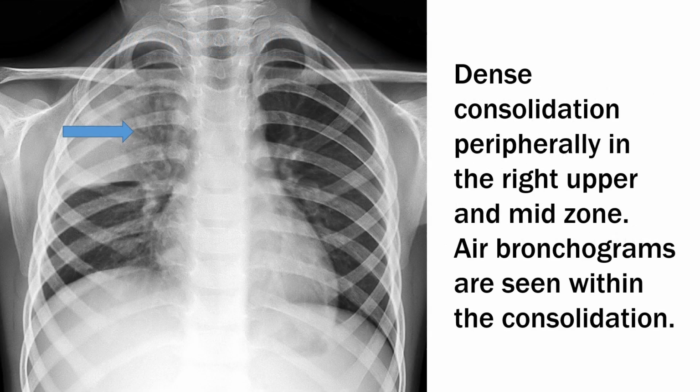In this X-ray, there is dense consolidation peripherally in the right upper and mid zone. Air bronchograms are seen within the consolidation.